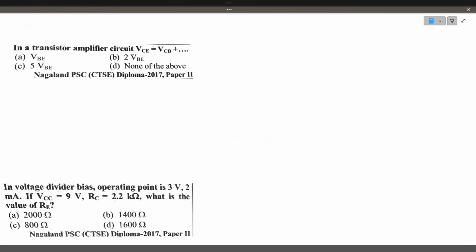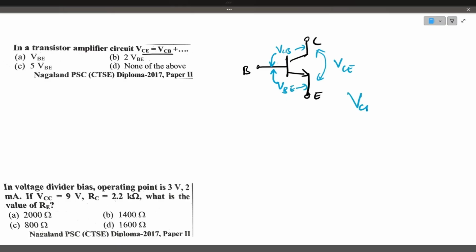In a transistor amplifier, VCE is equal to, see, this is the emitter, this is the base, and this is the collector. VCE is equal to VCB, the collector base junction voltage, plus the base emitter voltage. So VCE can be given as VCB plus VBE. The answer is option A.